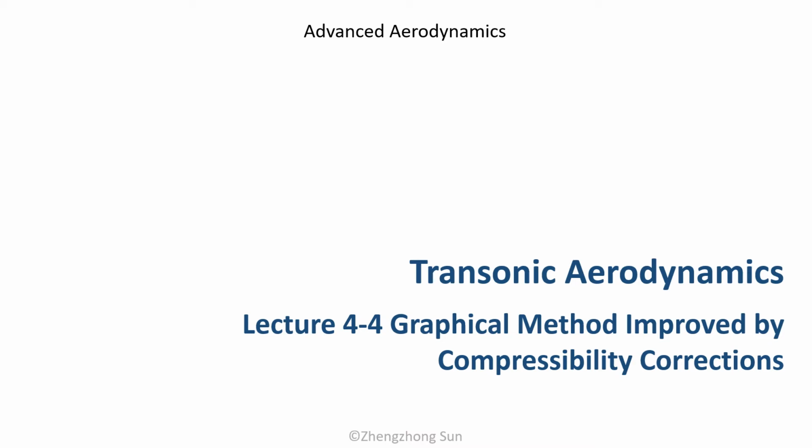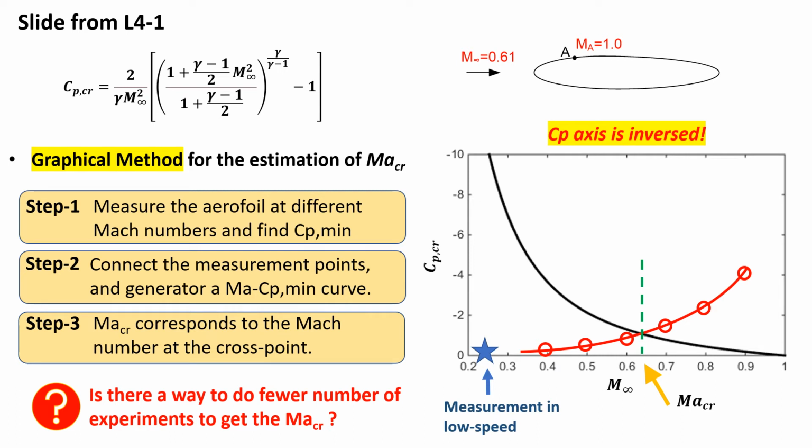And we've derived the compressibility corrections. And now we are using the derived compressibility correction methods and implementing them into the graphical method to calculate the critical Mach number. Okay, so this is from the previous slide.